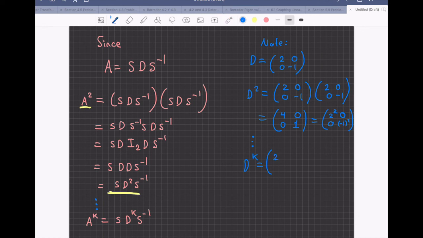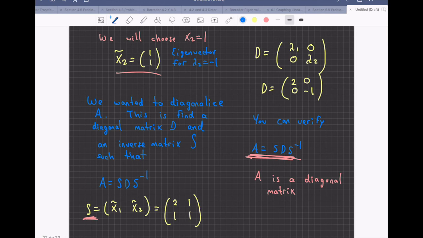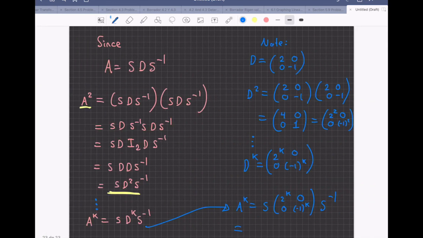I mean, it's going to be 2 raised to the k and negative 1 raised to the k, and the rest 0 and 0. So in this case, the matrix A raised to the k would be the matrix S times D raised to the k, that is 2 raised to the k, 0, 0, negative 1 raised to the k, times the inverse of S. I don't have the inverse here, but I don't want to waste time on that.